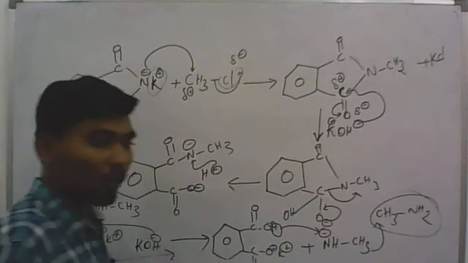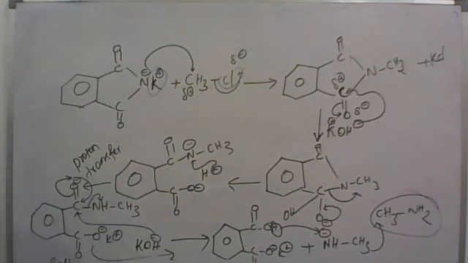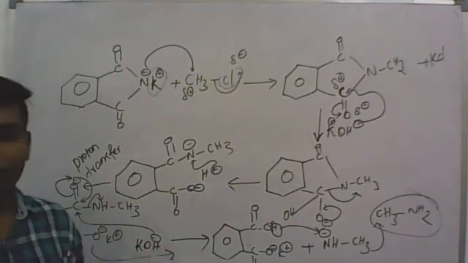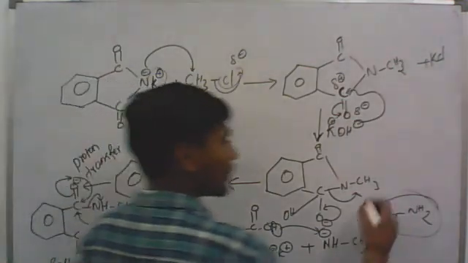So this process is called the Gabriel phthalimide synthesis. From this method we can get primary alkyl amine.